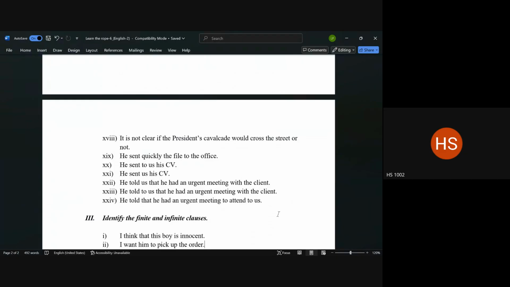Then 23rd, he told to us that he had an urgent meeting with the client. That is wrong, right? That is not the right way of writing it. So you could basically write, he told that he had an urgent meeting with the client to us. Okay. Then in that case, it would be okay. Then the last one, he told that he had an urgent meeting to attend to us.